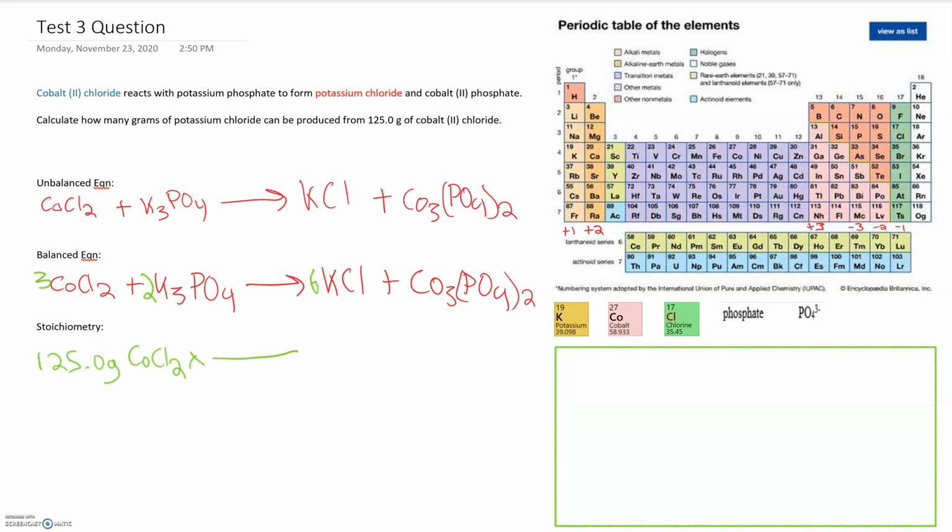The way that we get the formula mass of cobalt-2 chloride is by adding up the individual formula masses of the individual elements. So for cobalt-2 chloride, cobalt weighs 58.933 grams. Chlorine has a weight of 35.45. And we have two of those, so we're going to multiply those by 2. We're going to add these together to get 129.833 grams of cobalt-2 chloride.